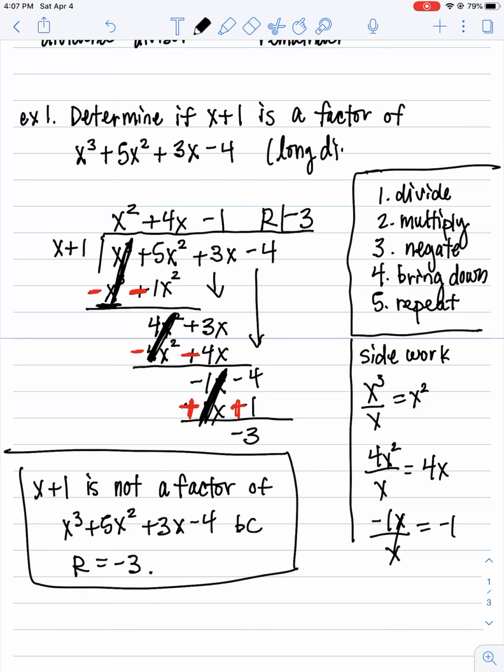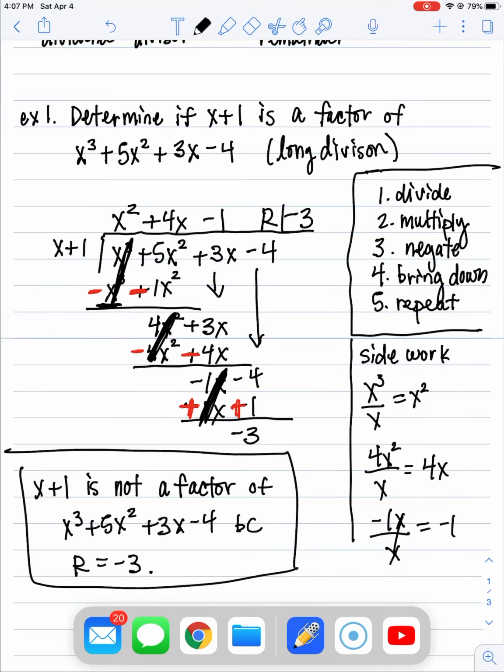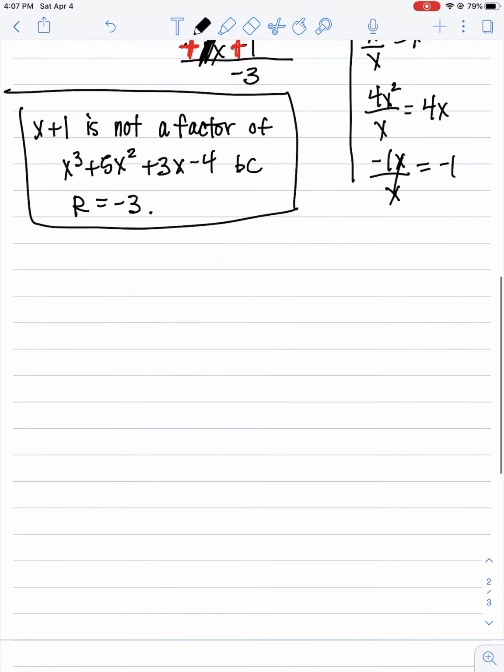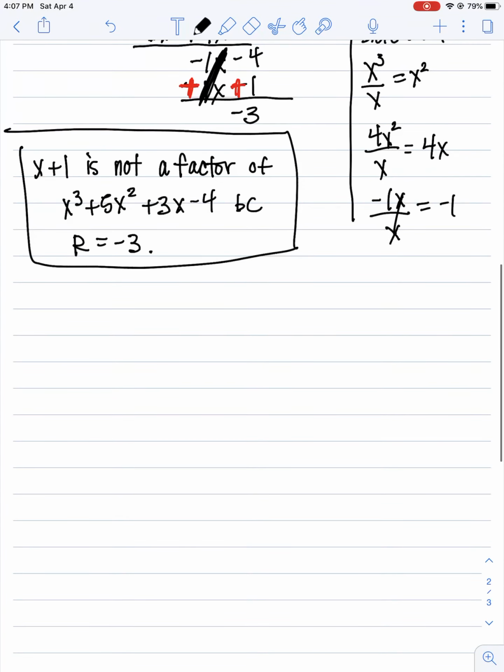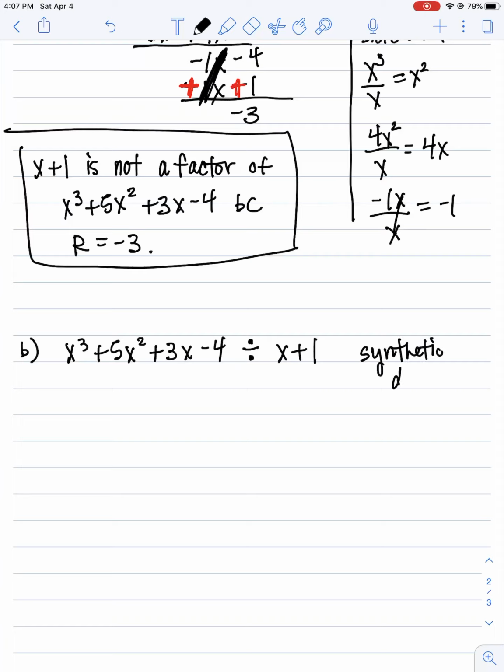But now I'm going to do a part B with synthetic division. So let me write up here. This was long division. And so down here, I'm going to do the exact same problem. So part B of the exact same example, x cubed plus 5x squared plus 3x minus 4, and I'm going to divide it by x plus 1. But now I'm going to use the process called synthetic division, okay?